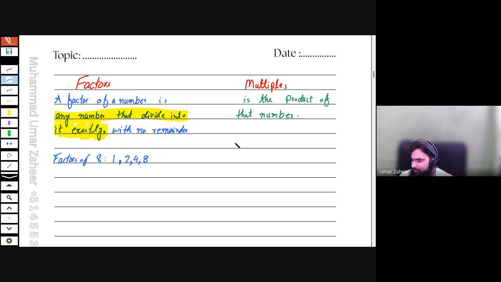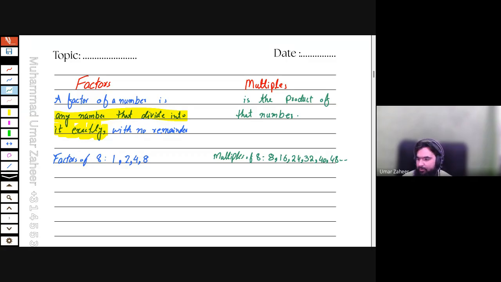Like if we are going to be talking about the multiples of 8. So look at here, 8 multiplied by 1 will be 8. 8 multiplied by 2 will be 16. 8 times 3 is 24. 8 times 4 is 32. 8 times 5 is 40. 8 times 6 is 48, and so on. So all the numbers you get from the product of any number with it are known as the multiples of that number.